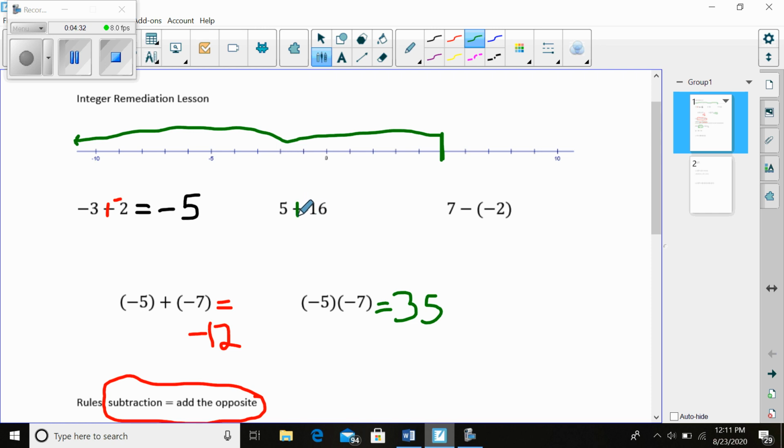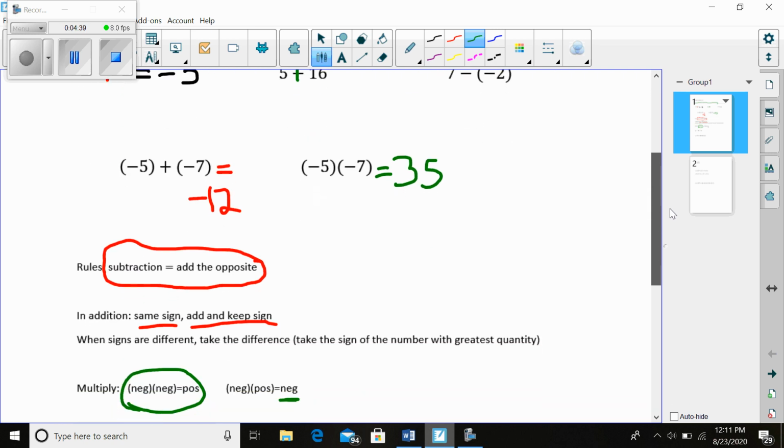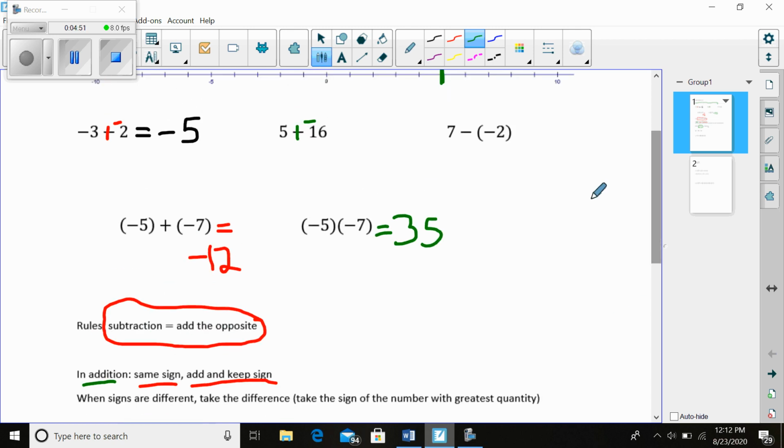So if I change this to addition, I make this the opposite. All right, and then this gets me to this rule of, for addition, when the signs are different, take the difference. Okay, and then we take the sign of the number with greatest quantity or greatest absolute value. So again, think about money, right? This is $5 to the good. This is a debt of 16, right? Obviously, in the end, my result is going to be debt.